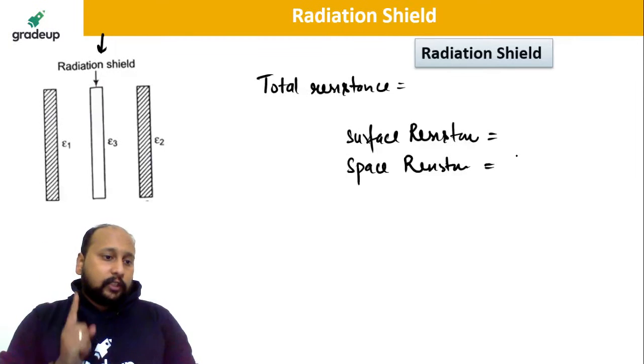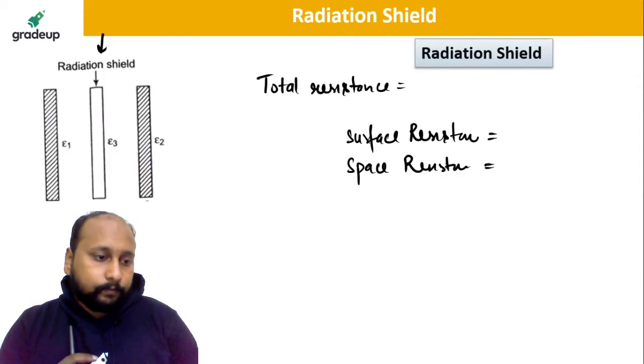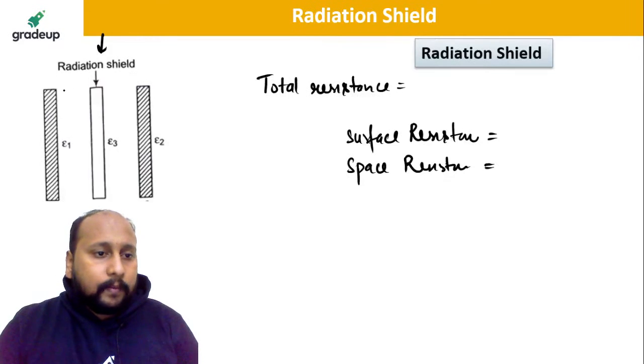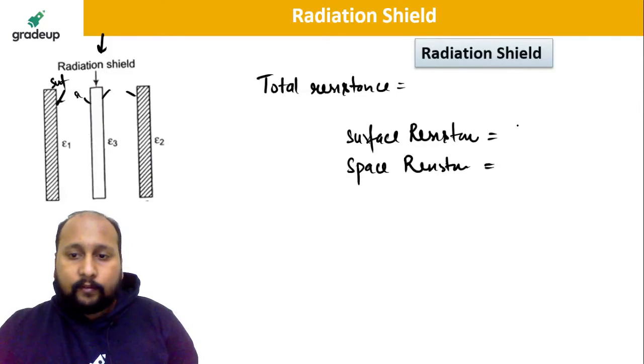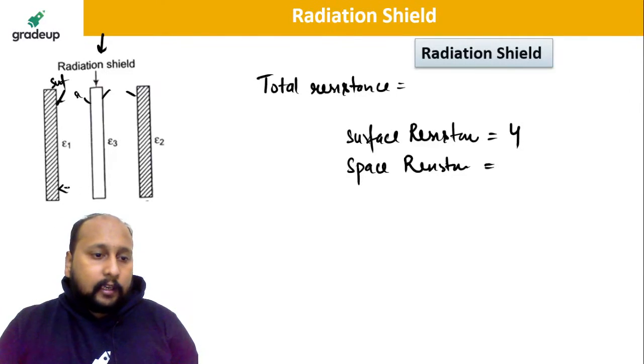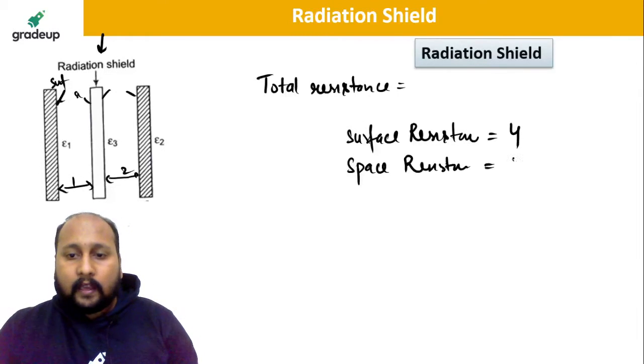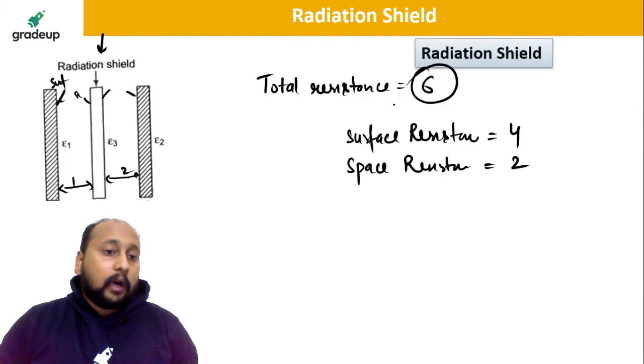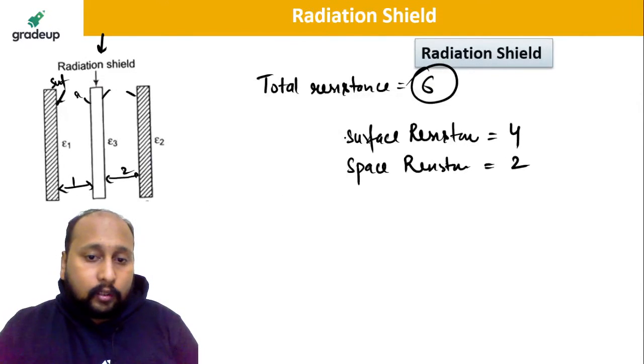We have one shield of emissivity E3. Sir, we will be counting. We'll have surface 1, surface 2, surface 3, surface 4, so 4 surfaces, and between them space 1 and space 2, so 2 spaces. In total we'll have 6 resistances. No need to count like this. I will tell you the shortest method.